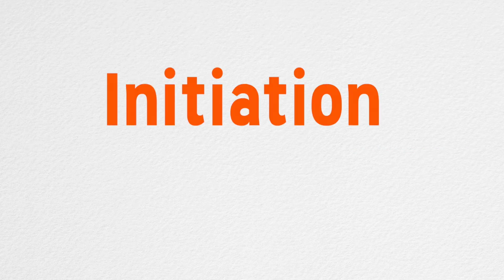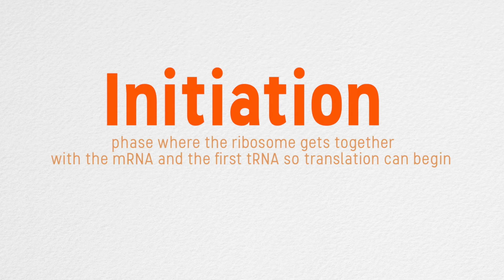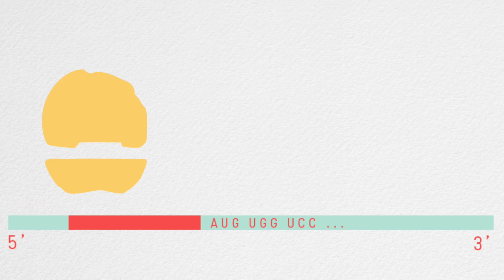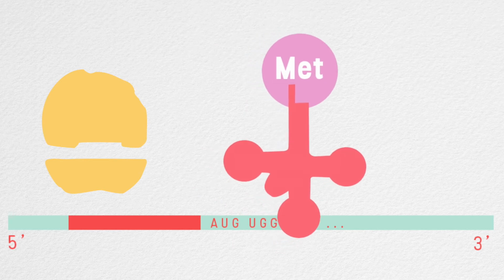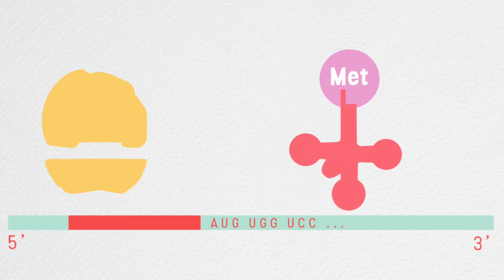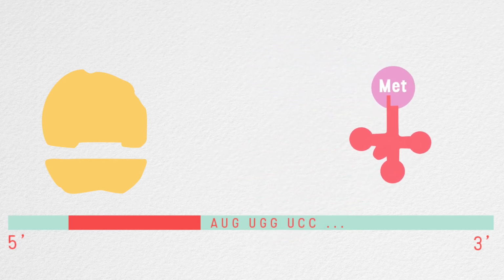So first is initiation, the phase where the ribosome gets together with the mRNA and the first tRNA so translation can begin. But first, we need a few ingredients. A large and small ribosome, a mRNA with instructions for the protein synthesis, and an initiator tRNA which carries the first amino acid in the protein and is almost always methionine.